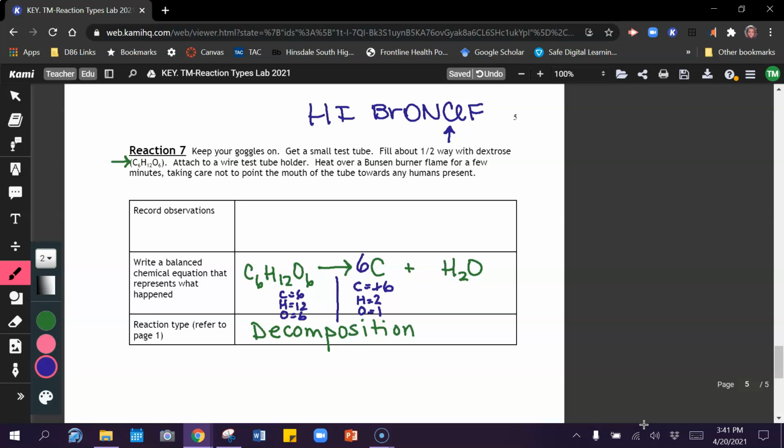And now I want to look at my hydrogens. I need 12 hydrogens on the right. So if I put a 6 here, 6 times 2 is 12. So now my hydrogens are good, but look at it. The 6 also distributes to the oxygen, so that means I've got 6 oxygens too. And just by putting in these 2 6's, I now have a balanced equation.